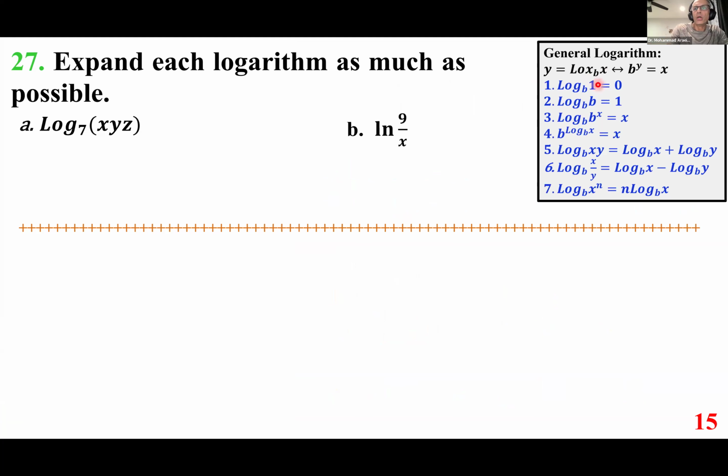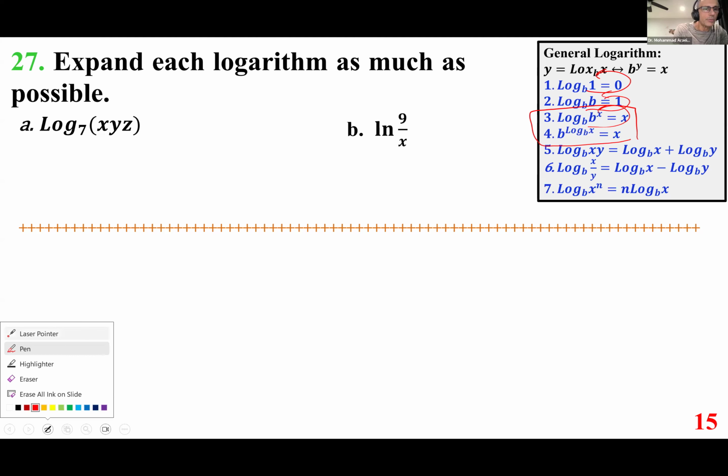Again, log 1 with any base is 0. When the log has the same base as the argument, it's 1. Log base b of b to the power of x is x. And again, take a look at just the arrow in all cases. And again, these two refer to the fact that logarithmic functions and exponential functions are inverse of each other.